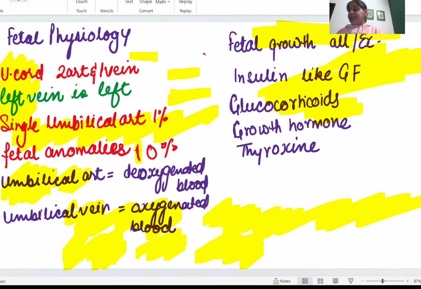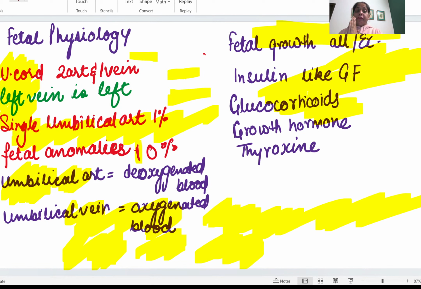And umbilical artery is very important. In spite of being an artery, it carries deoxygenated blood. This question has been asked thrice. Umbilical artery carries deoxygenated blood, and umbilical vein carries oxygenated blood.